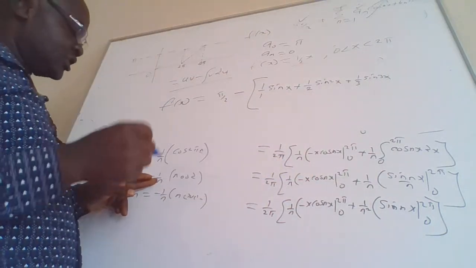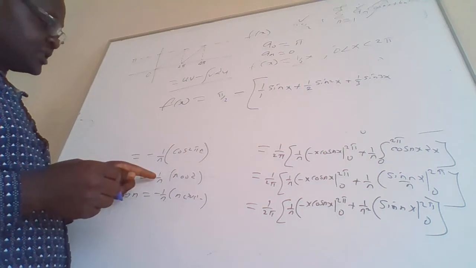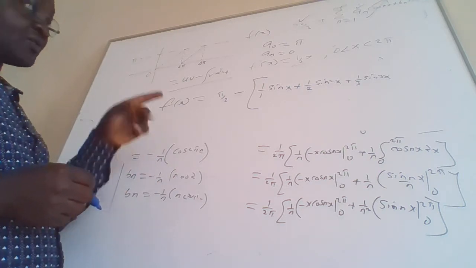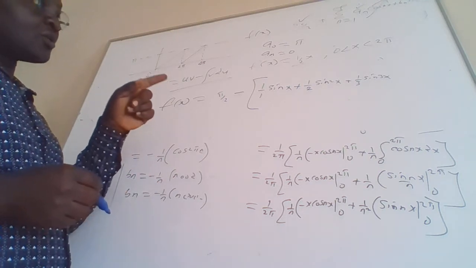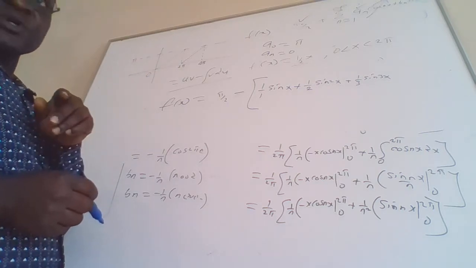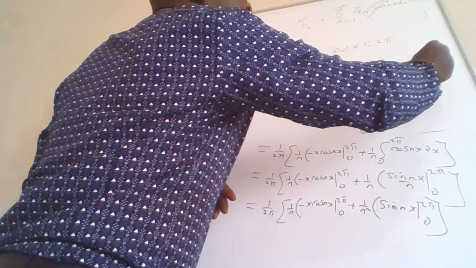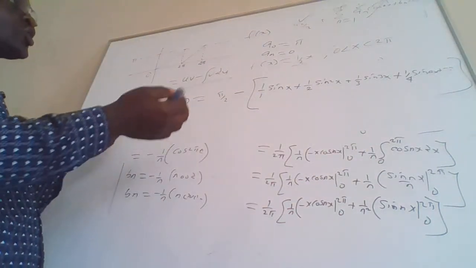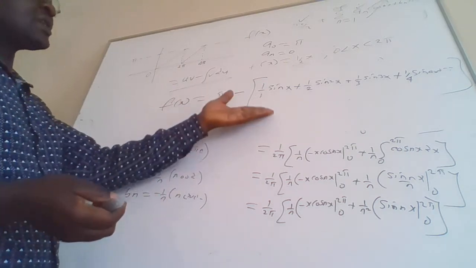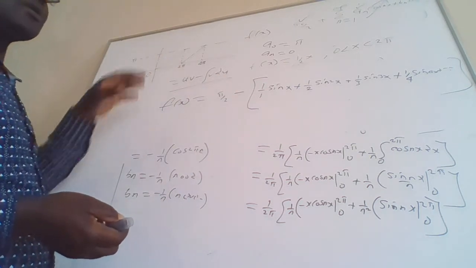Then at 4, it will be 1 over 4, which is this 1 over n. That's why we are getting 1 over 1, 1 over 2, 1 over 3. So the next one will be plus 1 over 4 sin 4x plus. So it continues like that. So this is the Fourier series of the given function.